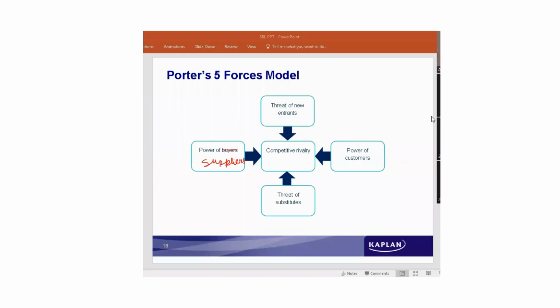if most of the output that is produced is purchased by one customer or a few customers, then the customers automatically become powerful. When they become powerful, they start demanding their terms and conditions about price, quality, time of delivery, etc. So they will have the bargaining capacity. Two stakeholders, one is supplier, the other is customer. Whether they are powerful or not is based on the extent to which the business is dependent on them. Okay, suppliers and customers.